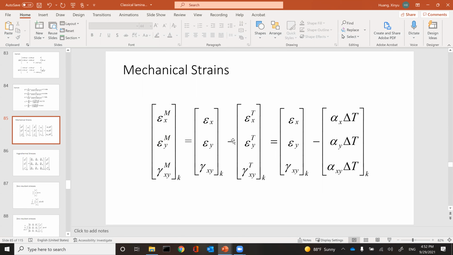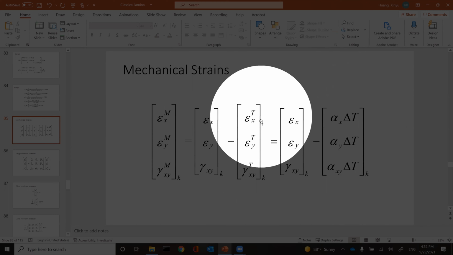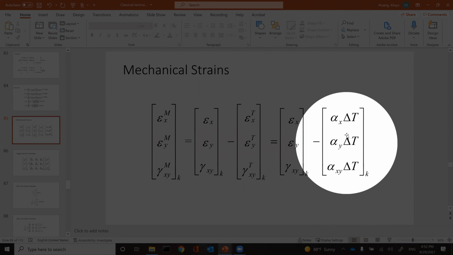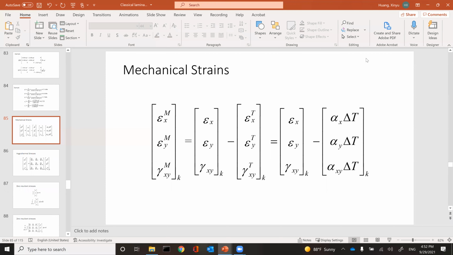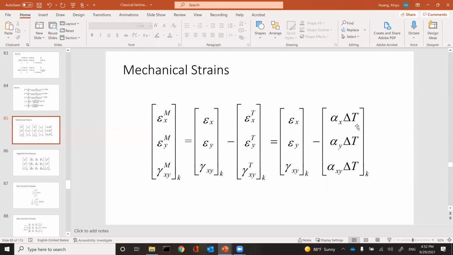Okay, and we can further assume the temperature-induced strain is a function of temperature. This temperature-induced strain is the thermal expansion coefficient multiplied by delta T. And the thermal expansion coefficient could be different in different directions, right? Could be, so X direction, Y direction, and then this is shear, could be all different, okay? So this is a fundamental assumption we put in. We assume the mechanical and thermal strain are additive. They together give you the total strain, okay?